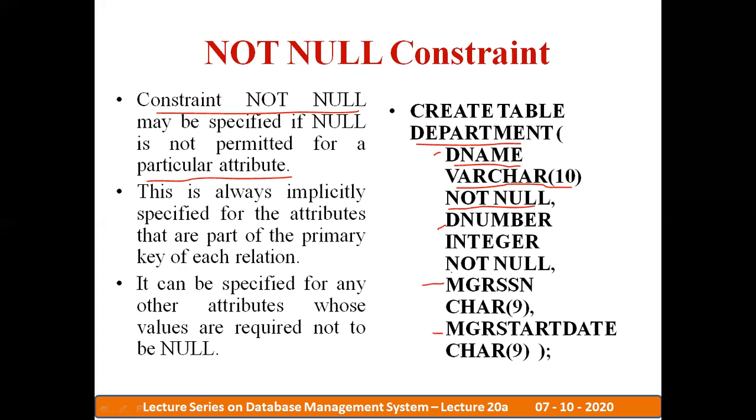In the same way, the department number we also declare as not null. Whereas the manager SSN and the manager start date are not declared as not null. That means these two columns can take null values, whereas for the D name and the D number, you must specify some values.